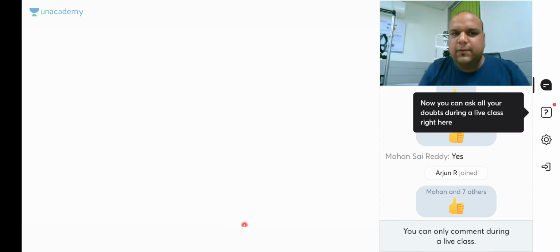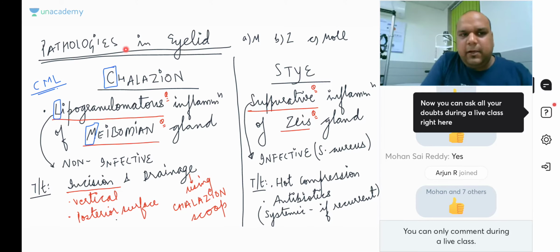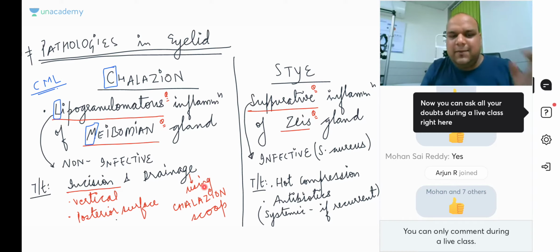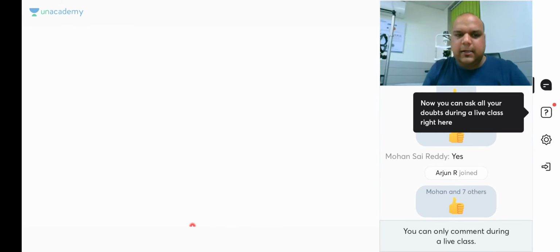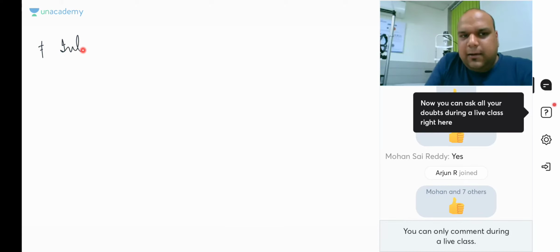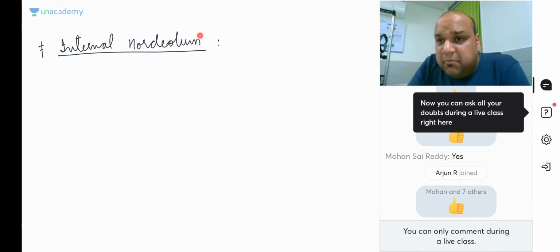So we are doing pathologies of the eyelid, everybody. We have done two pathologies: one is chalazion and the other is stye. I hope you will be able to remember these two conditions, which are similar but actually different also. Now, coming back to our notes, everybody, we have done this. There is another condition which is similar to these names. I'm just writing that name for all of you. Internal hordeolum. What is internal hordeolum? See, it's hordeolum. It's like stye.